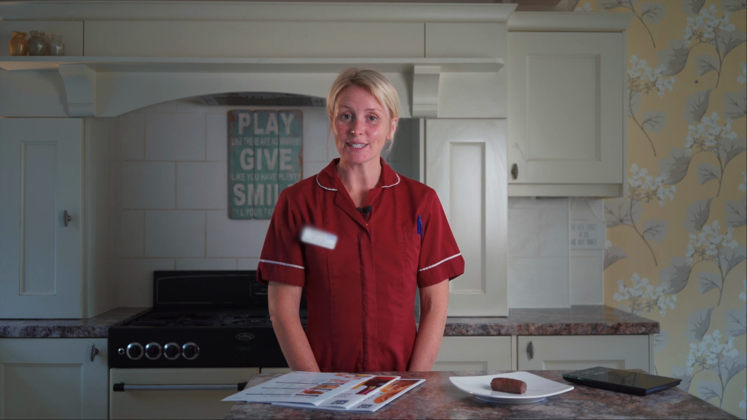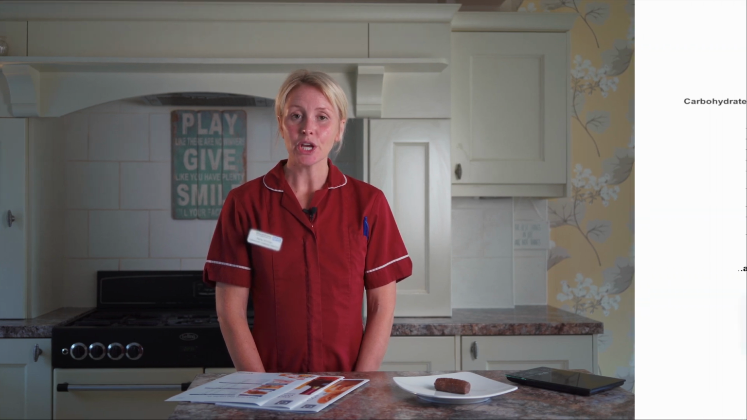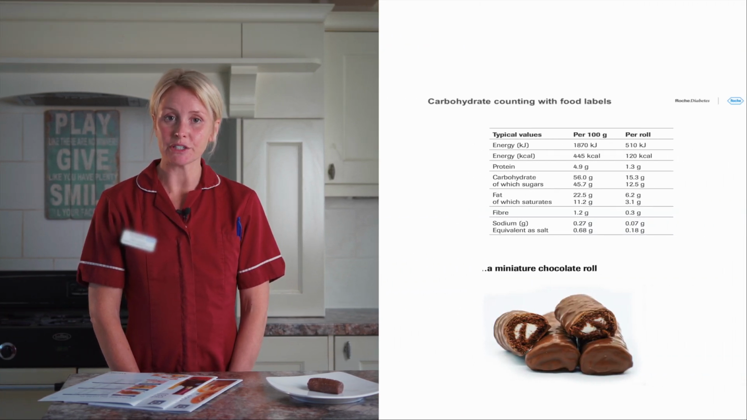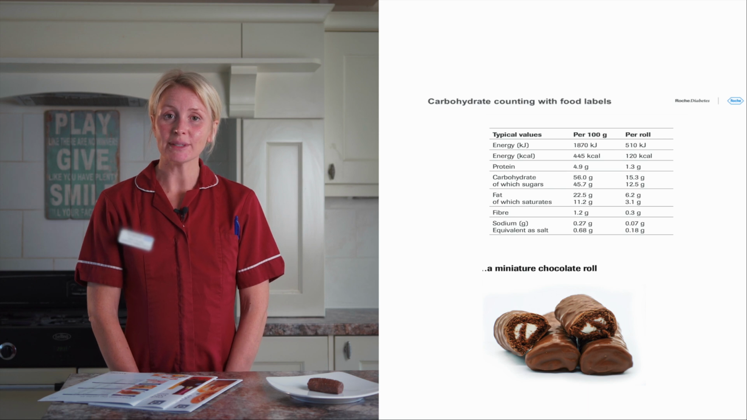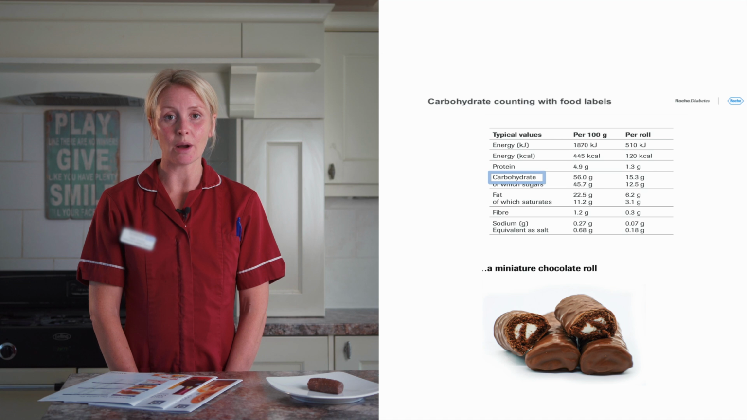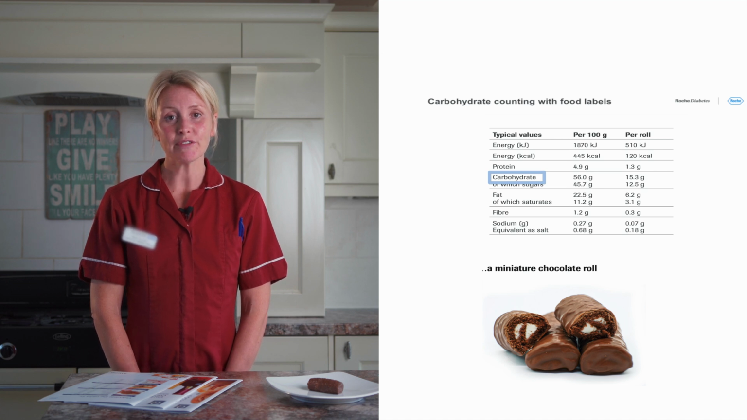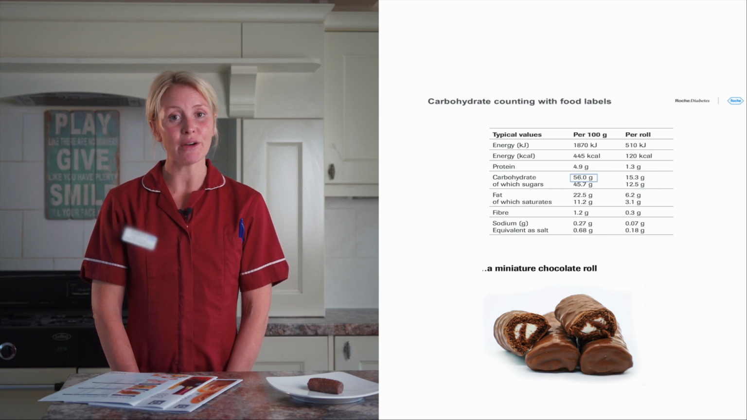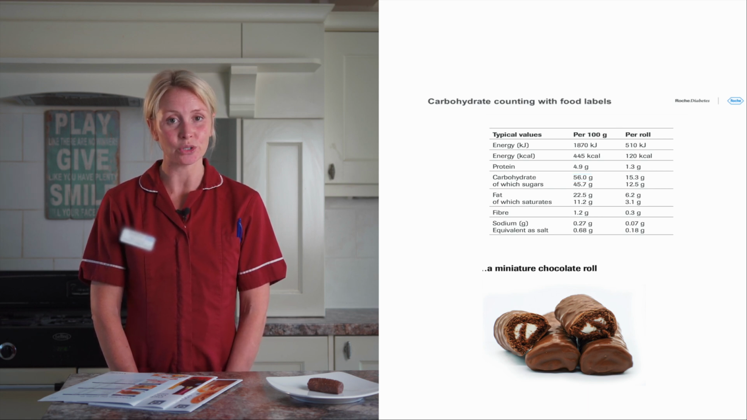So firstly, let's look together at the miniature chocolate roll. The first thing that we need to do is find the nutritional values table, which is usually on the back or the side of the product. Once we've found this table, the most important bit of information is the total carbohydrates. Once we've found the total carbohydrates, we can then move along the column either to per portion or per 100 grams. And from there, we can work out the amount of carbohydrates in our particular portion.